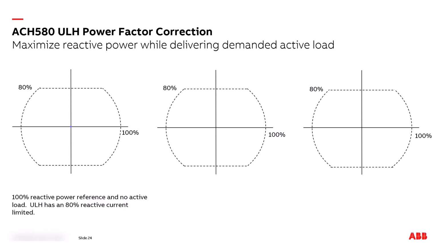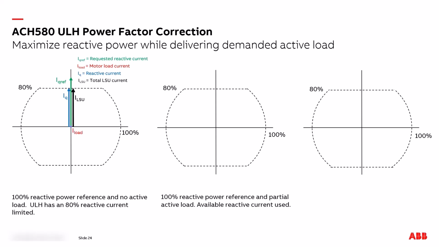At 100% reactive power, the reference is going to be in green right here. That's my reference. I'm going to ask for 100% reactive power and no active load. With no active load, no motor load, the ULH drive will be restricted to 80% of its total reactive current possible. This is done because we need to be able to start the motor. The current in the LSU is restricted to 80%, even though the demand is asking for 100%, so we end up with IQ, the total reactive current.